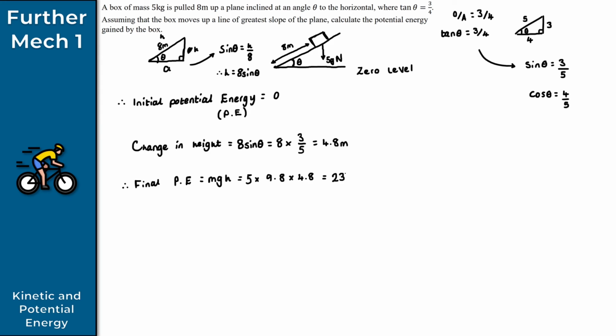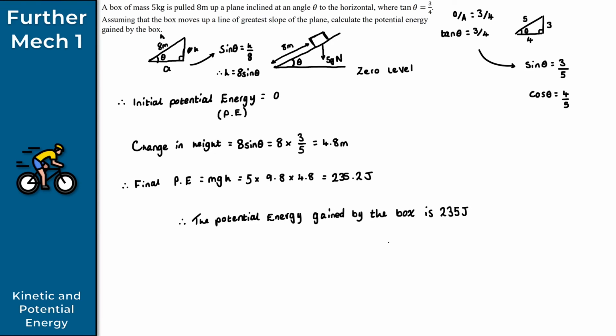235.2 there. Okay. And don't forget here, this is potential energy, so my units here are joules. And in that case, to finish with, the potential energy gained by the box here, to three significant figures, would be 235 joules there. Okay, so 235 joules there.